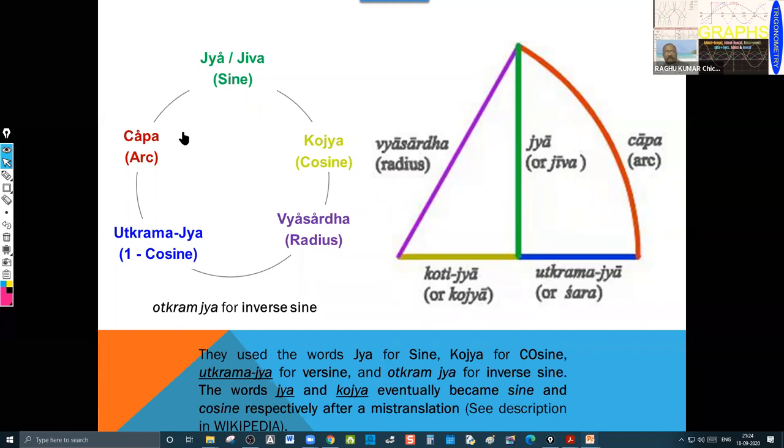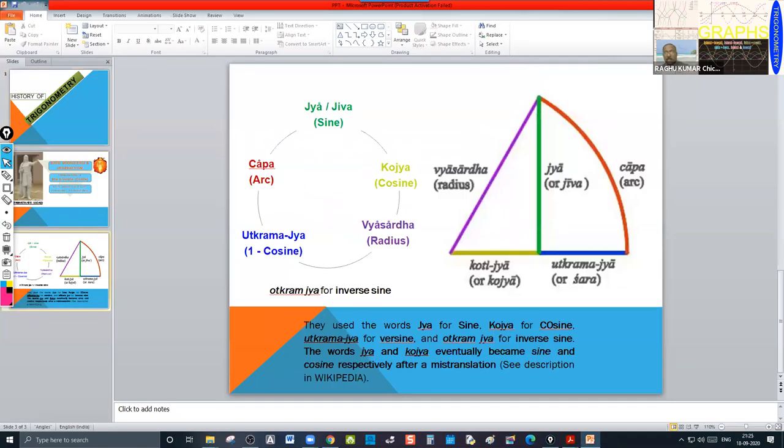That is the reason why I gave you the terms here. Ja, or Jiva as mistranslated by Arabs, is nothing but sine, and Koja is nothing but cosine, co. So Sanskrit words, you can see that, cosine, and Vyasartha is radius. Utkramaja, I said, is 1 minus cosine. Kapa is an arc. Like that, these are all exported from India only to European countries, and they westernized, or we can say they translated them into English, and then again they are sent back. Okay, so now if you see, this is the history of trigonometry.